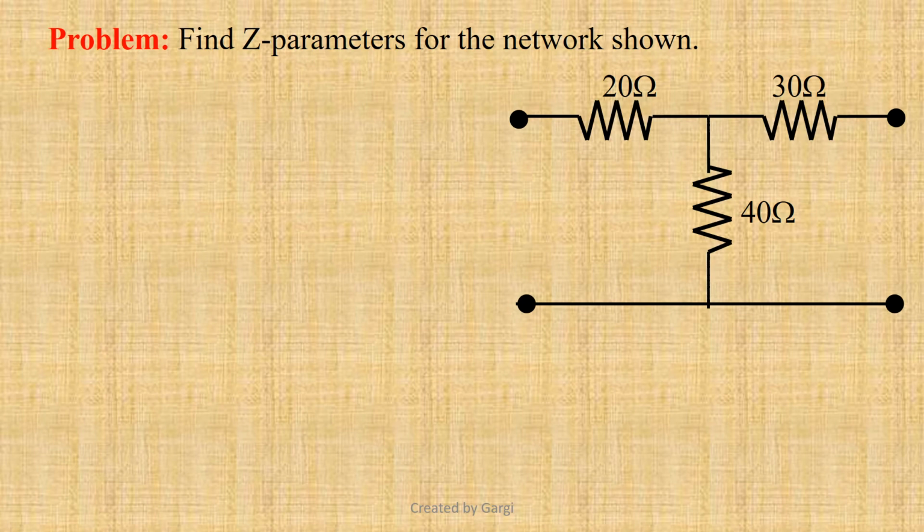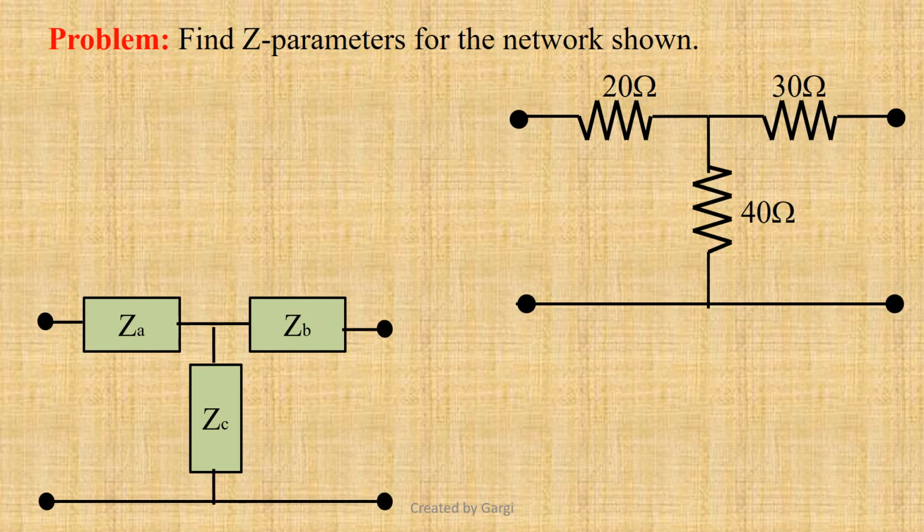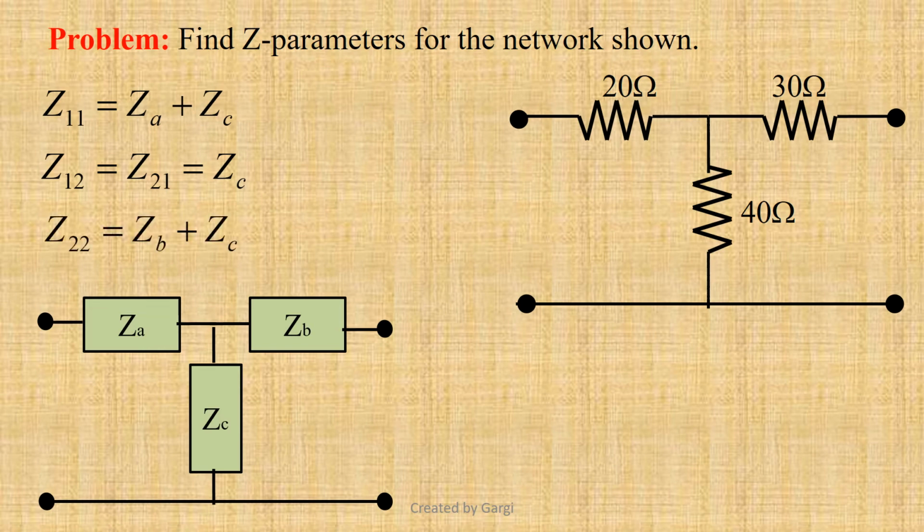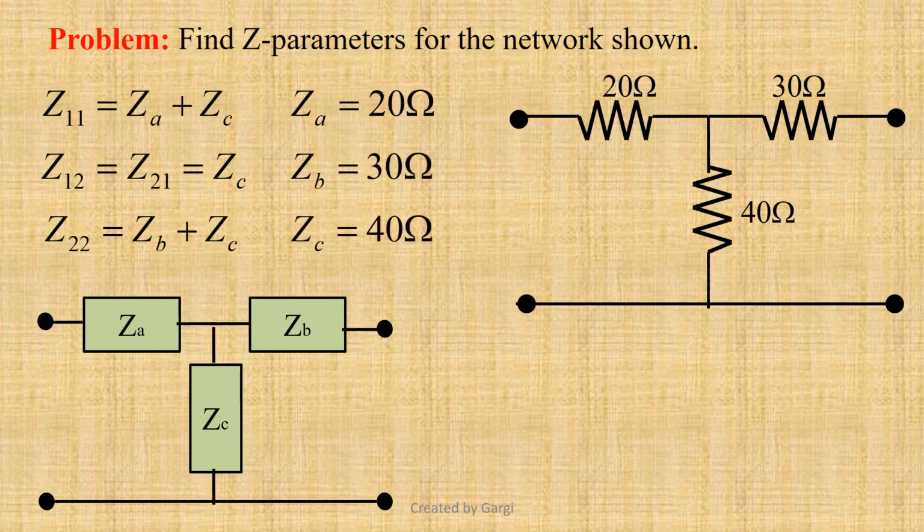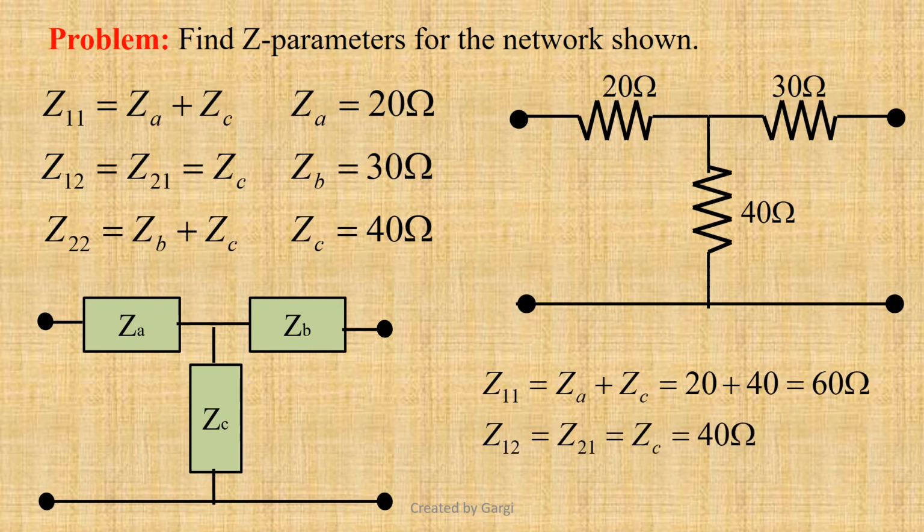Let us find Z parameters for the resistive T network shown. We have found that for any generalized T network comprising ZA, ZB, ZC, Z11 equals ZA plus ZC, Z12 equals Z21 equals ZC, Z22 equals ZB plus ZC. If we compare these two networks, we find ZA equals 20 ohm, ZB equals 30 ohm, ZC equals 40 ohm. So Z11 equals ZA plus ZC, that is 20 plus 40 equals 60 ohm. Z12 equals Z21 equals ZC, that is 40 ohm. Z22 equals ZB plus ZC, that is 30 plus 40 equals 70 ohm.